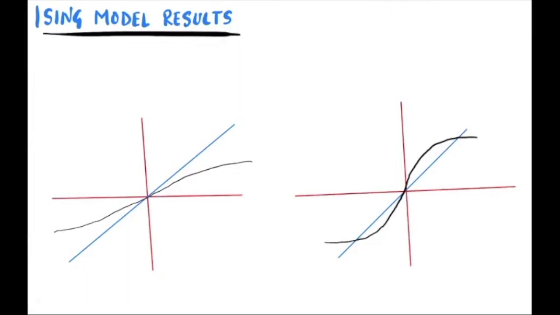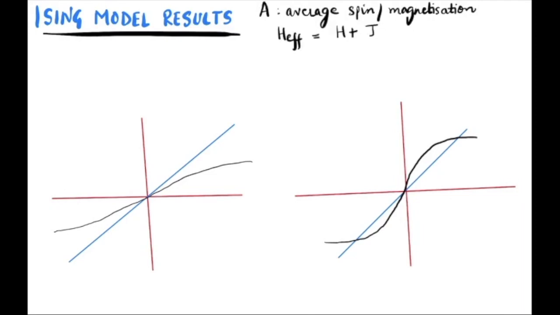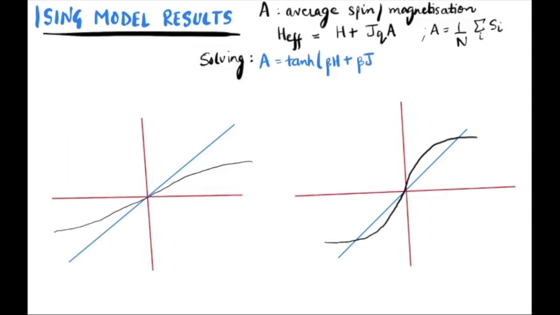In the mean field approach, we assume any particular state experiences an average spin due to its neighbors. Therefore, we define a quantity A, which is the average spin or magnetization in this case, and we write an effective magnetic field for this case and try to solve the expression for A, and we get this solution. So now we'll do it for the magnetic field equal to 0 situation.